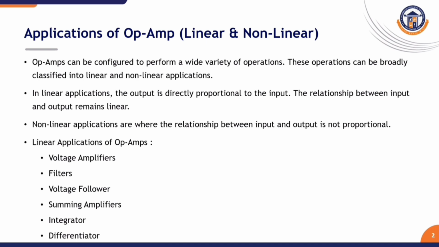First, we will discuss the linear and non-linear applications of operational amplifiers. Mainly, the applications of operational amplifiers are divided into two categories. One is linear applications and another is non-linear applications. The linear application is one where the output is proportional to the input and it provides a linear relationship between the input and output. There is no distortion within the operating limits.